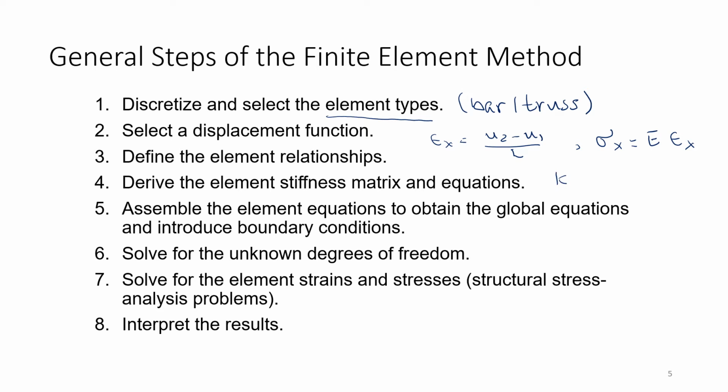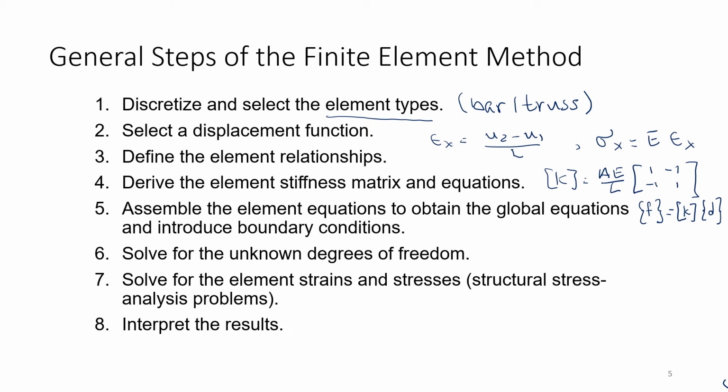So we derived K to be equal to AE over L multiplied by the matrix [1, -1; -1, 1]. So this is the stiffness matrix. And we have the stiffness equation by being able to put it in matrix form as lowercase f equals K multiplied by d. And these are the element stiffness equations.